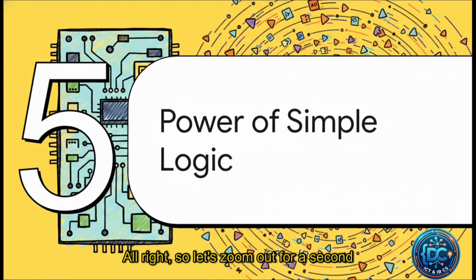All right, so let's zoom out for a second and just appreciate the scale here. These incredibly simple rules, performed by billions of gates, millions of times a second, that's what gives a computer its power. It's really a beautiful thing. All of this mind-boggling complexity just bubbling up from a few simple rules.